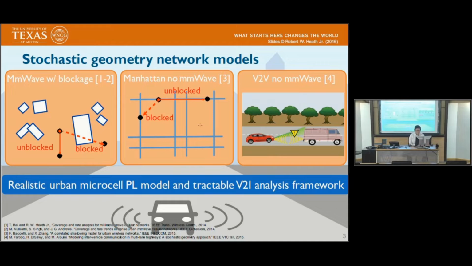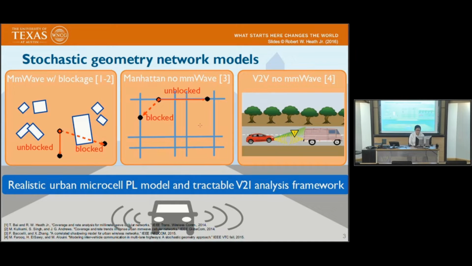And there are several other works on Manhattan-type network analysis without considering millimeter wave communication. Basically, they have the same idea as the previous work considering millimeter wave with blockage. The only difference is that in this case, the buildings are just seen as regular rectangles, and the streets are perpendicularly located in these urban networks. And there are also some analyses with stochastic geometry of vehicle-to-vehicle communication without millimeter wave.